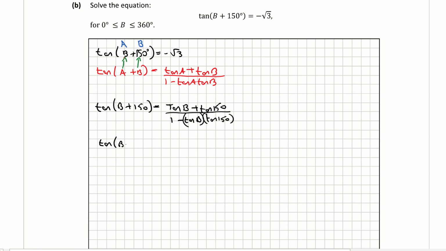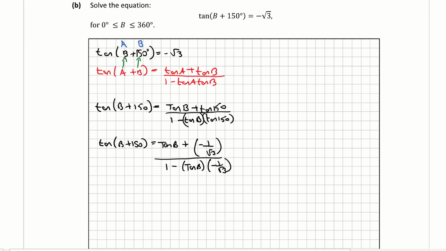So tan of b plus 150 is equal to tan b plus minus 1 over root 3, divided by 1 minus tan b times minus 1 over root 3.